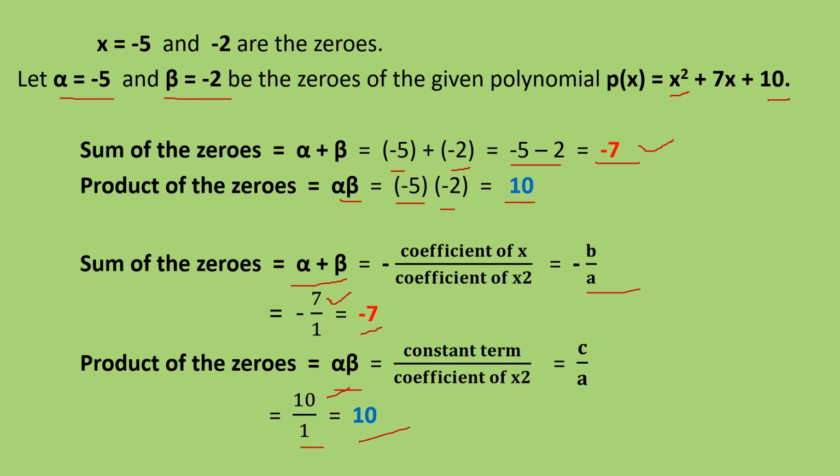Now we have to do the verification. See, the sum of the zeros here is minus 7 and here also minus 7. Both are the same. Product of the zeros is 10 and here it is also 10. That means both are the same. So we have verified the relationship between the zeros and the coefficients of the polynomial.